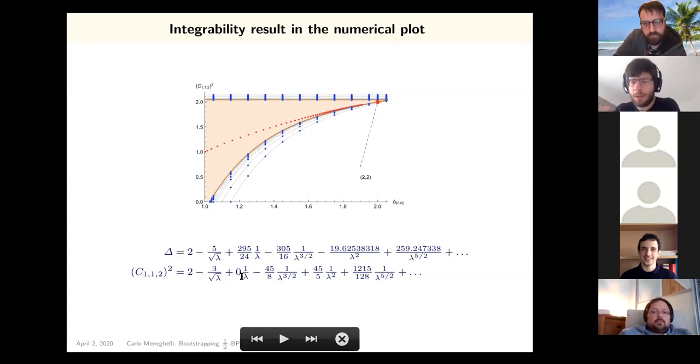Of course, our bootstrap approach doesn't know what lambda is. That's why in this plot there is only C1 and 2 squared and delta, because we parameterize everything in terms of C1 and 2.